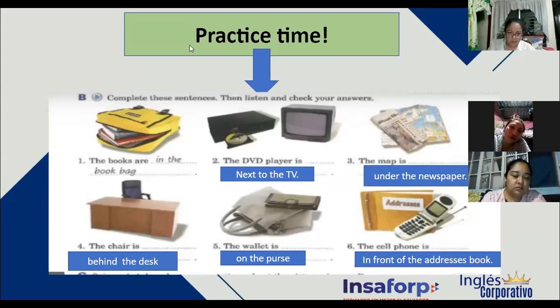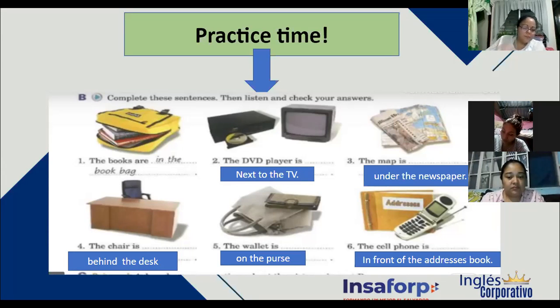The books are in the book bag. Yes, the books are in the book bag. Thank you. Number 2. You're on mute, Karen. The DVD player is next to the TV. Thank you. Number 3. The map is under the newspaper. Good job. Number 4. The chair is behind the desk.